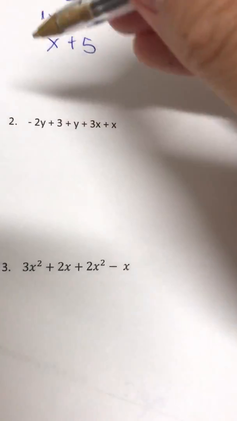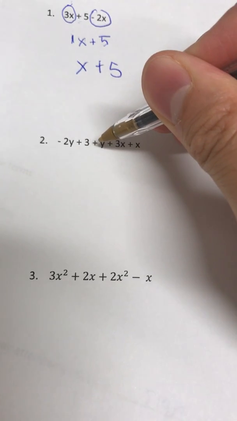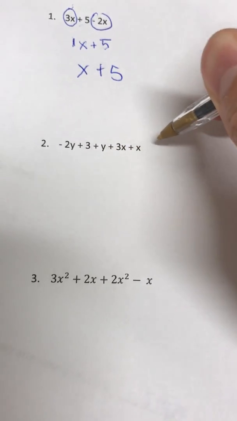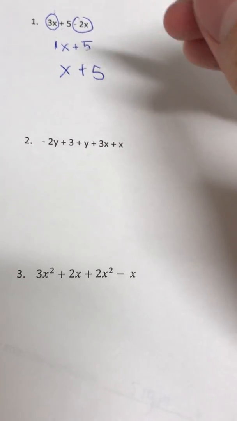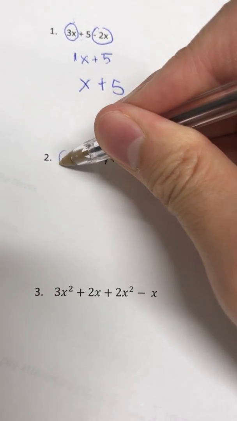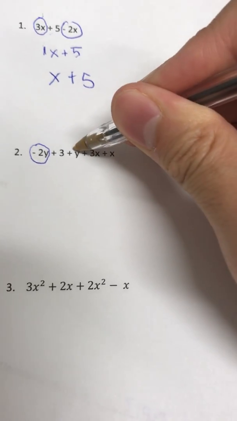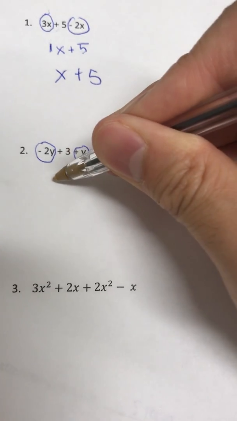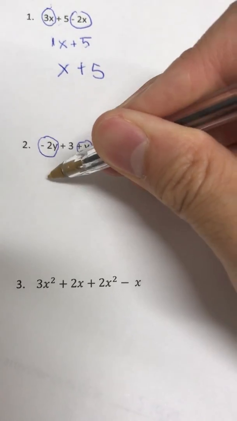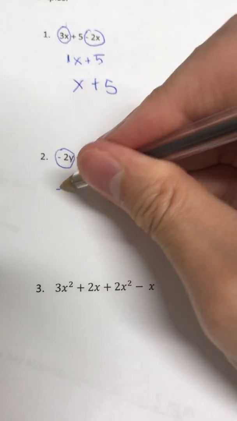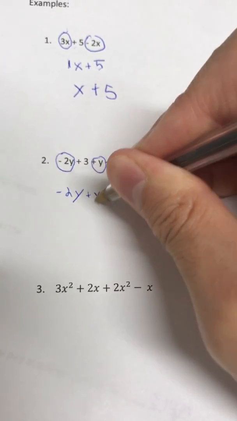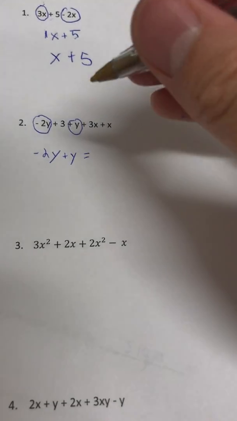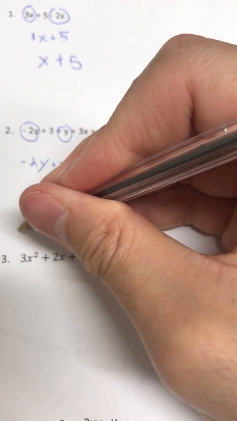Number 2, we have negative 2y plus 3 plus y plus 3x plus x. Let's combine all the y's first. We have a negative 2y and a positive y. That comes out to be, here, I'll write it all out. Negative 2y plus y. That equals what? That equals negative y.